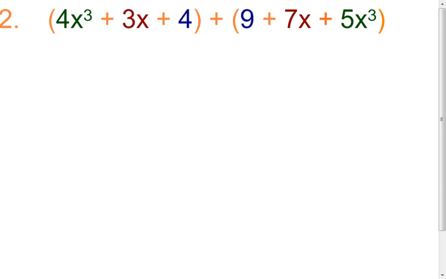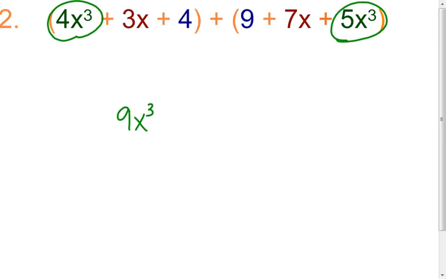Here's another one. Again, you want to pick the highest exponent first. I'm adding, so I don't need to worry about anything. I can just add as is, and I can add this 5x cubed. That's the biggest exponent I see, an x cubed, with this 4x to the third. And so 4x to the third plus 5x to the third becomes 9x to the third.